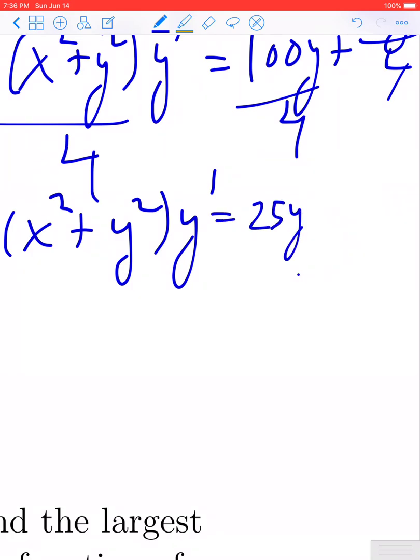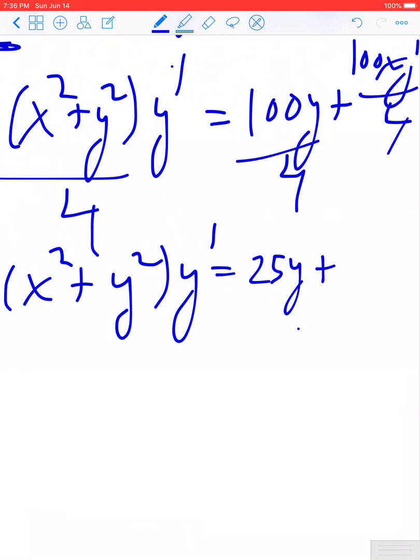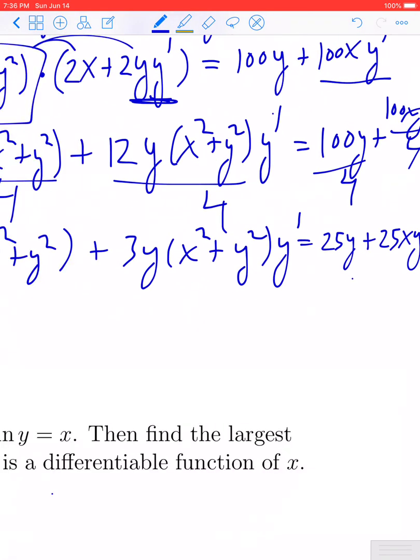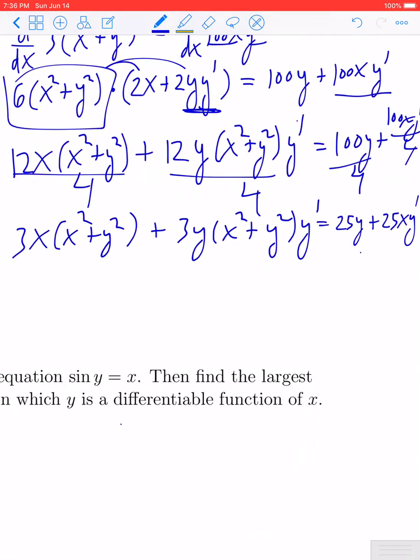So this is 25y plus 25x y prime. Okay. The next step, I'm just going to skip a little bit, but just a little bit of baby algebra. Let's suppose we want to move all of the y prime terms to the left-hand side. So that's going to leave us with this 3y, we have the x squared plus y squared y prime.